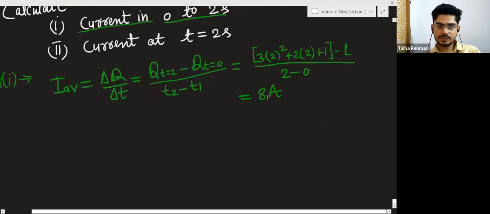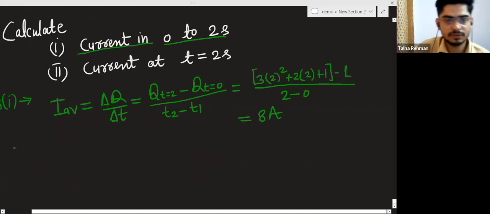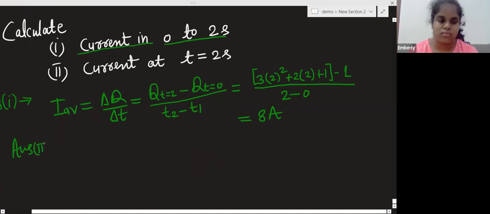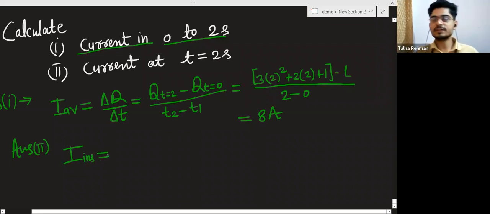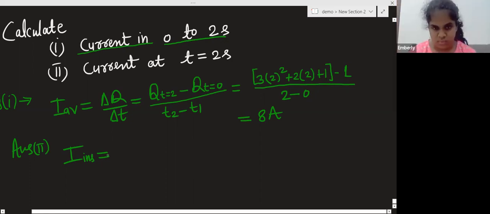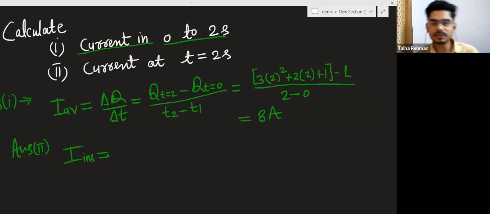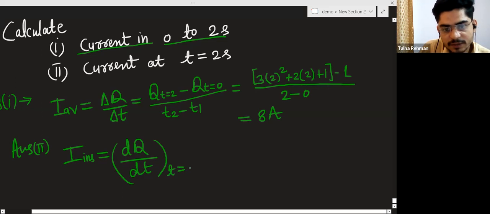Another question is current at t equal to 2 seconds. Instantaneous? Yeah, very good. They are asking instantaneous current, and for instantaneous current we will use dq by dt, that is differentiation of charge. You will differentiate this charge with respect to time at t equal to 2 seconds, and you will get the instantaneous current.